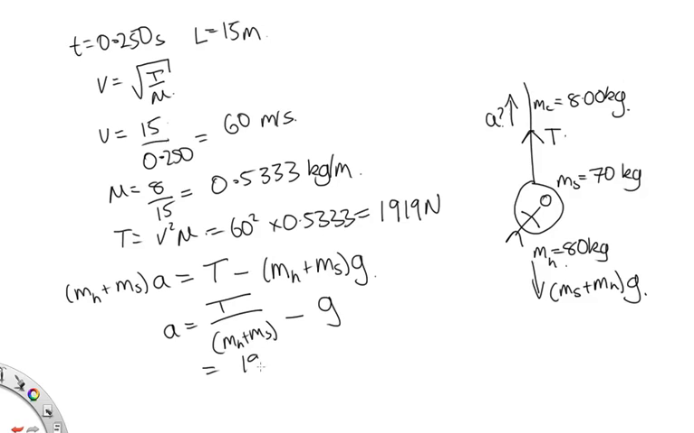So this is 1,919 over 80 plus 70, minus 9.8. Solving that on the calculator, we end up with 3.0 meters per second squared as the upwards acceleration of the helicopter.